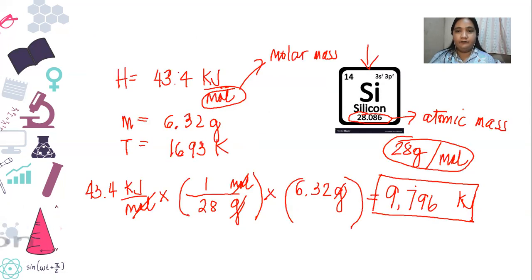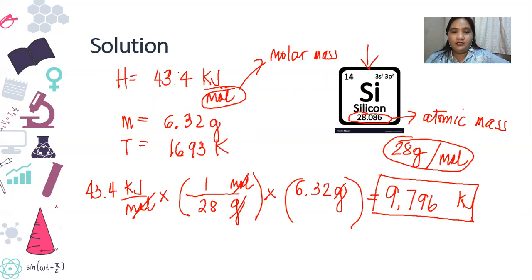Again, I'm going to repeat it. I tried to summarize the given: H, which is the heat of fusion, the mass of silicon, and the melting point. Actually, the melting point doesn't do anything in the problem. It's just stating that it melts at 1693 Kelvin. And I isolated silicon from the periodic table, getting the molar mass. It's only 1 mole, so that's 28 grams per mole. So just do unit conversion.